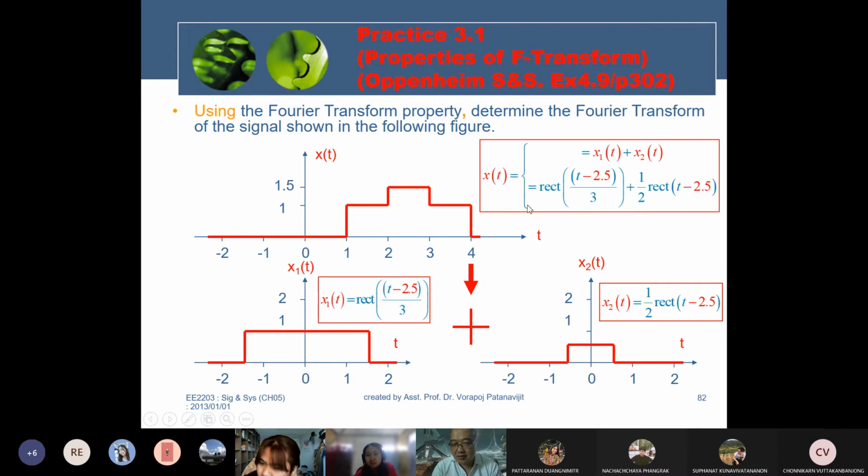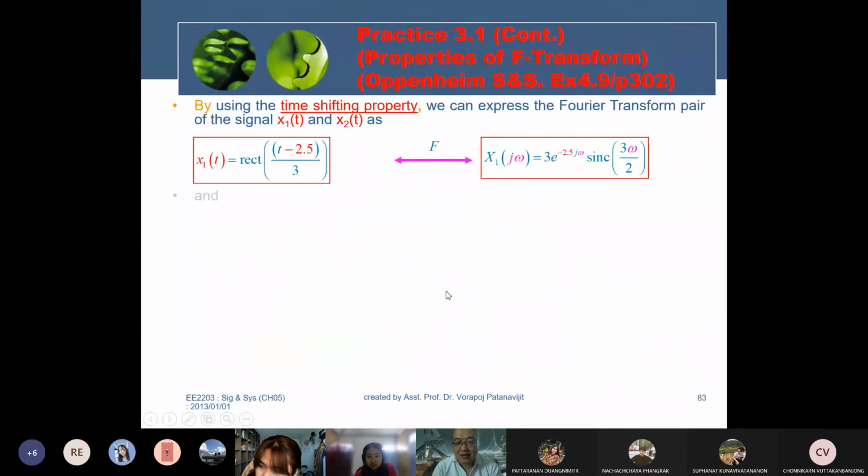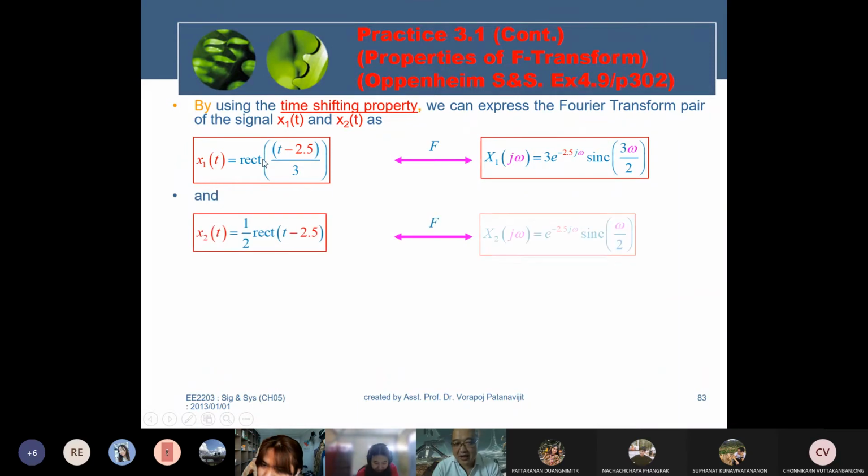The rectangle is here, and this requires shifting by 2.5 seconds. Therefore, by using the time shifting property, we shift by 2.5. The rectangle gives you the sinc function. Shifting by 2.5 means you multiply by e to the minus j omega t naught, where t naught equals 2.5. And x2 is handled in the same manner.